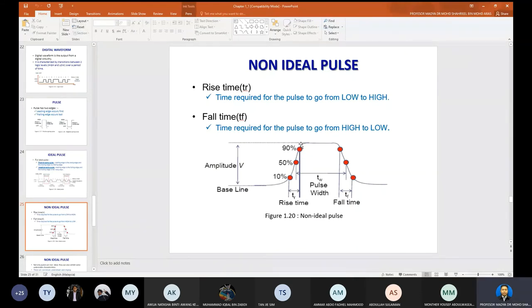Or sometimes we have the overshoot here. Some overshoot here and this one undershoot here. So this is what we call the non-ideal pulse. Normally in real time, it is similar to this. So that's why we have the rise time here.